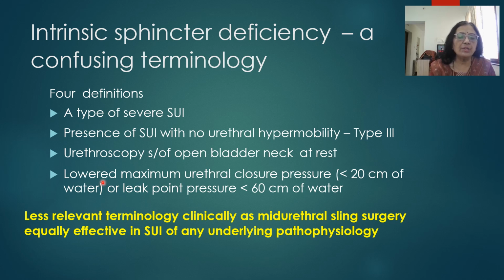And the fourth definition is a low maximal urethral closure pressure, less than 20 centimeters of water, or a lowered leak point pressure, less than 60 centimeters of water. All these definitions are based on complex multi-channel urodynamic study, and some authors believe that we need to have these criteria fulfilled to label a case as having intrinsic sphincter deficiency.